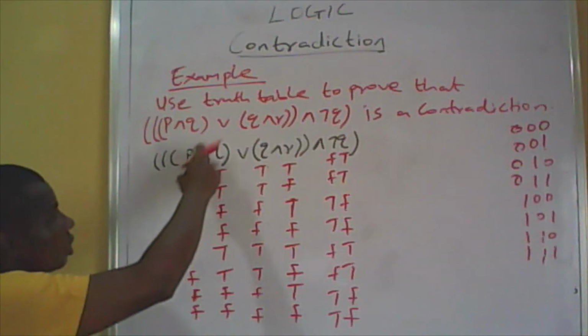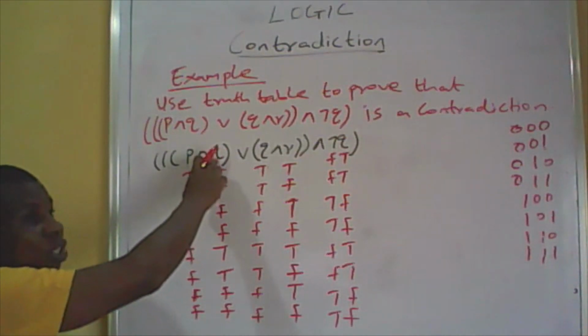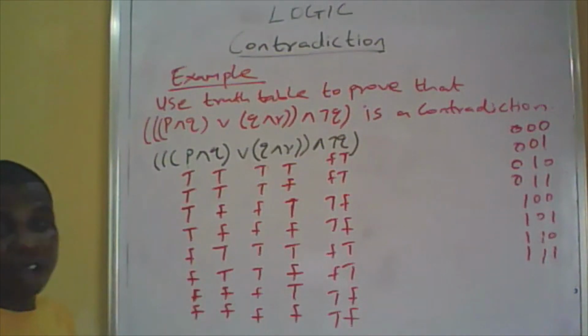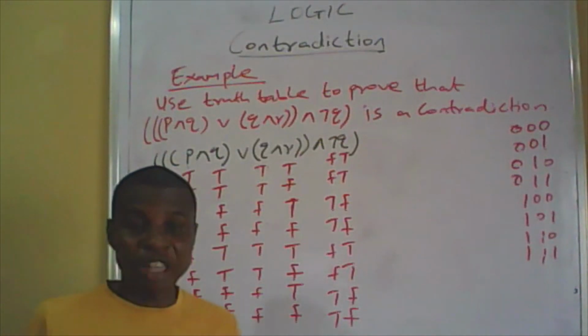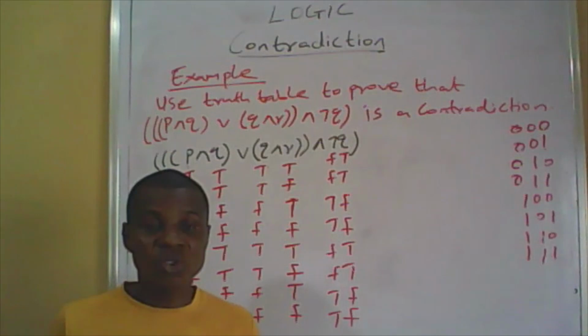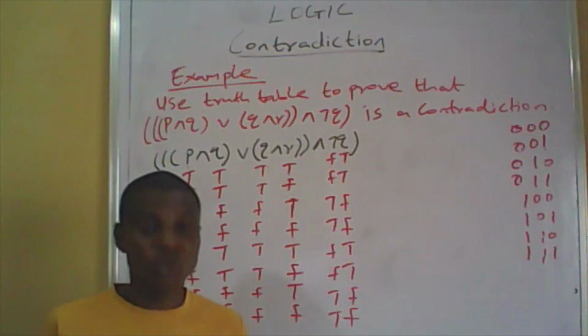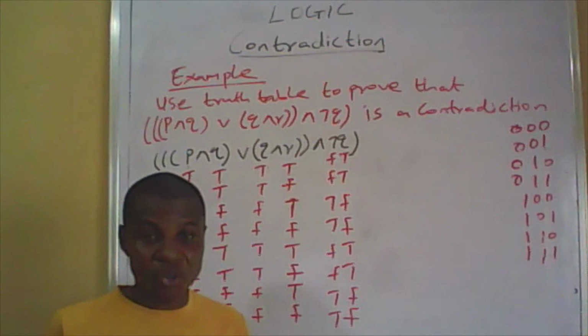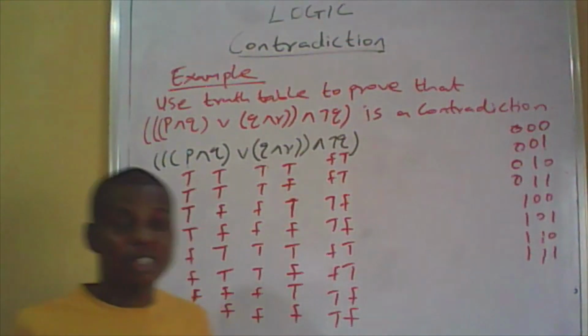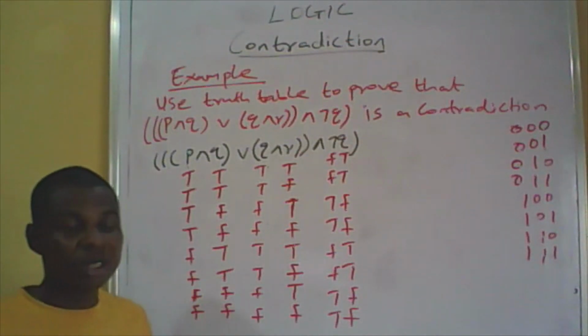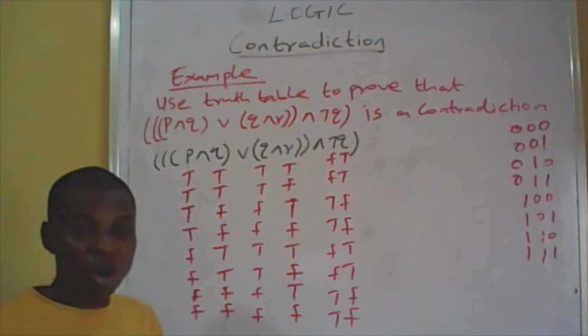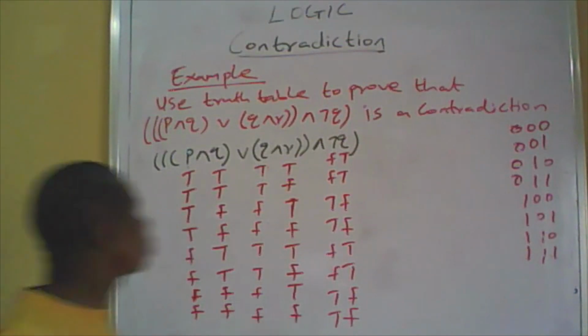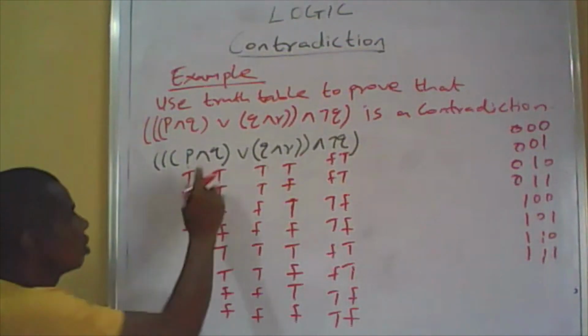P and Q, that means the only way we can evaluate a conjunctive statement to be true is when the conjuncts are true. That means all the conjuncts must be true. Whether there are 2 or 3, so far as it is a conjunctive statement, all the conjuncts must be true. So here you have T, so it is T.